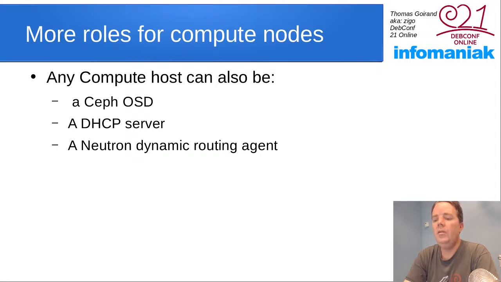DHCP servers are set up by default on the network nodes. However, you may want, in some cases, to scale it up, having more nodes handling the DHCP feature of OpenStack. In such a case, you just ask OCI to set up DHCP server on any of the compute nodes of your choosing. The same way, it's possible to set up Neutron dynamic routing agents on any compute nodes as well as on any network nodes.